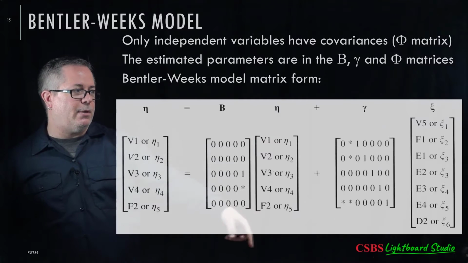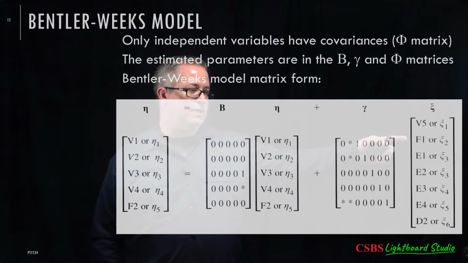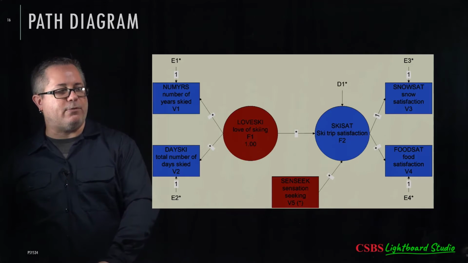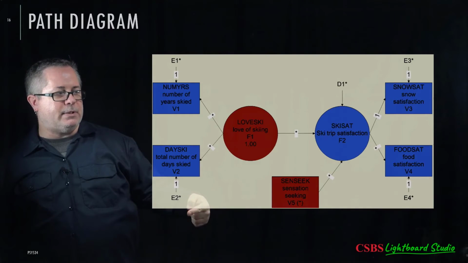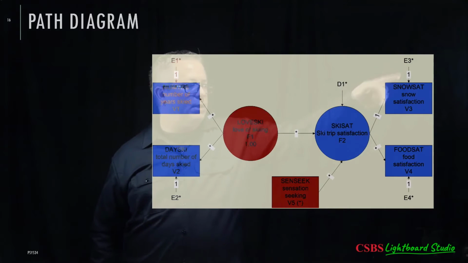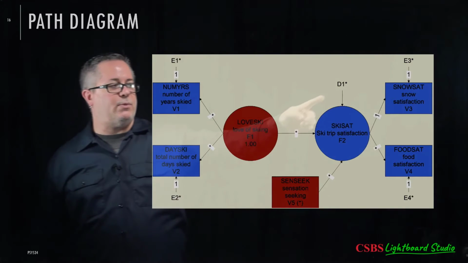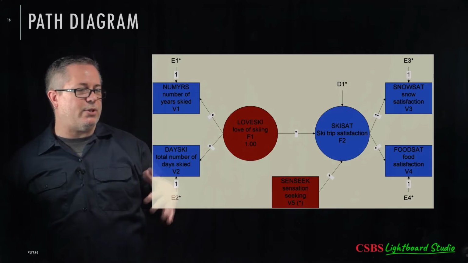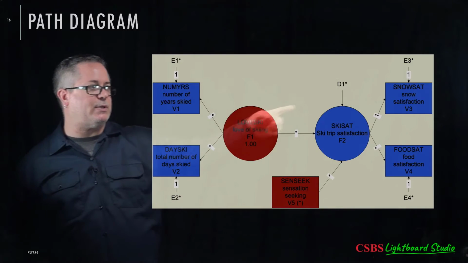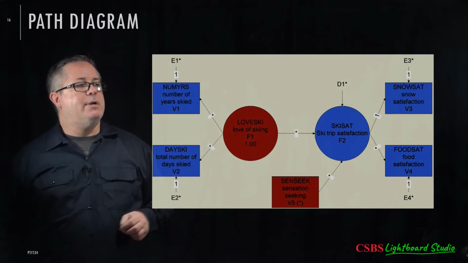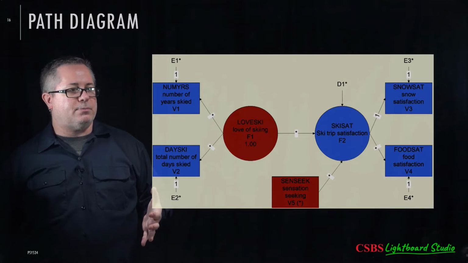Okay? So everything that's red, or potentially not red, because the E's and the D are not red, but V5 and F1 are the obvious variables that are exogenous. But any other thing where there's an arrow going away from it, E1, E2, E3, and E4 are also all exogenous. And the same with D1. So the reason why those all go into the Xi matrix is because they all have arrows going away from them. They're all independent variables.